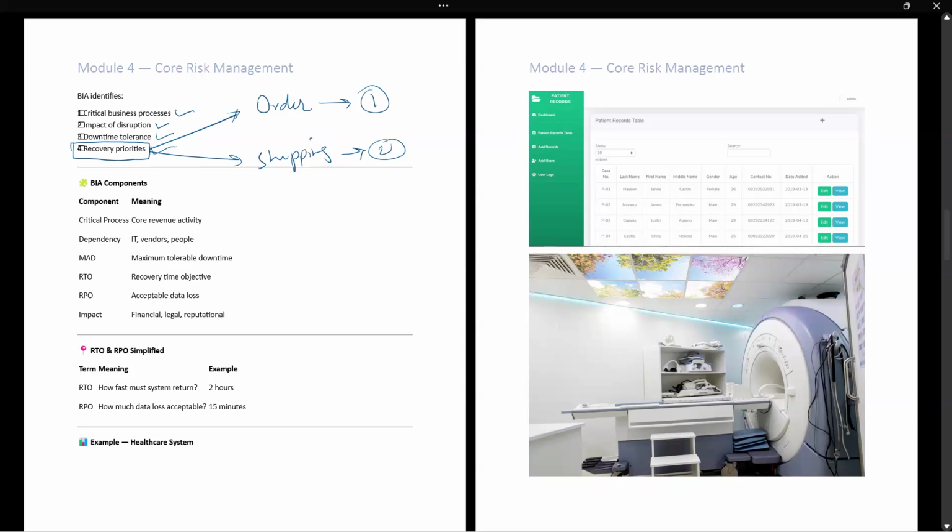That is why there is always a priority order. If something is broken, which particular process you want to bring up before the other one, right? That's what we decide here. Now, these are the components. You can say these are the metrics.